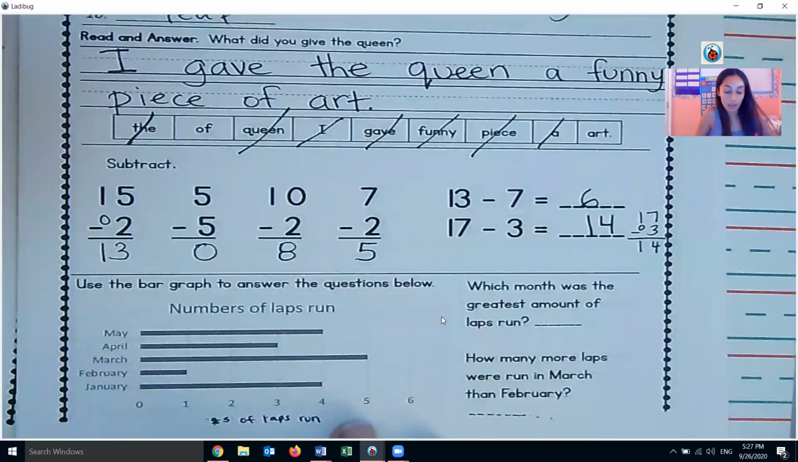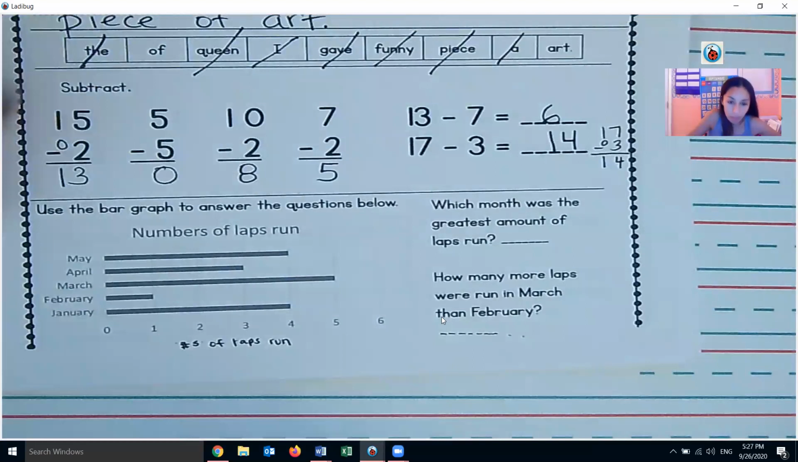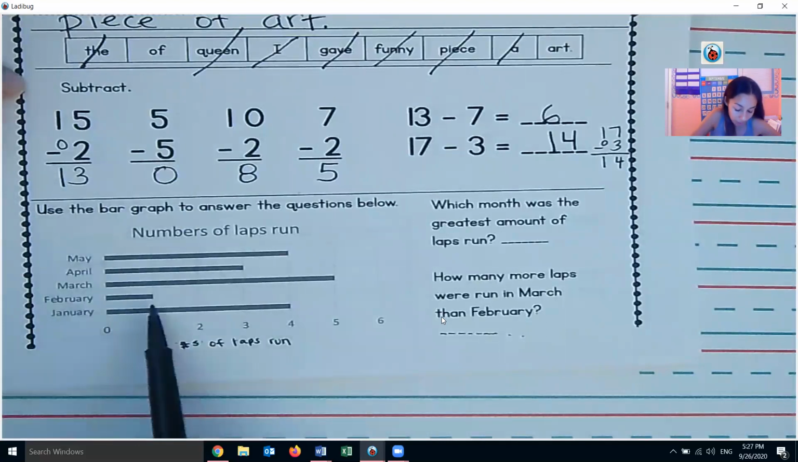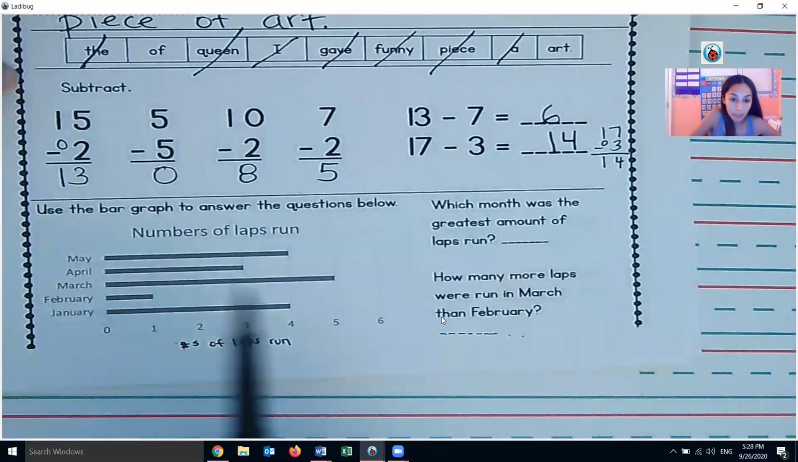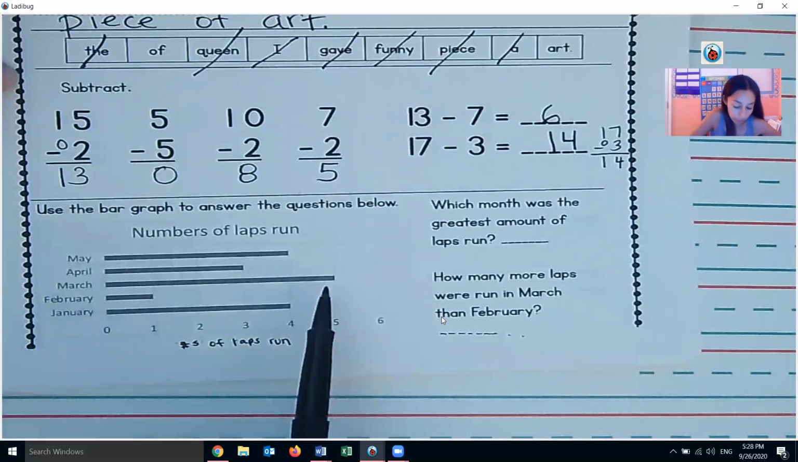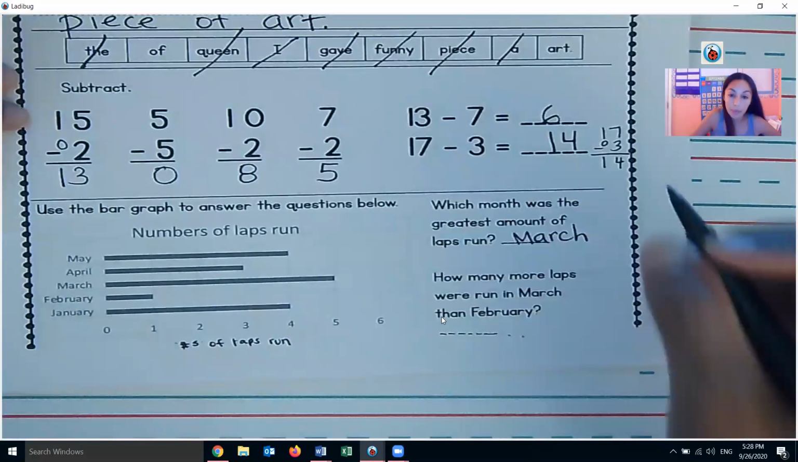The bottom piece is bar graphs. So bar graphs is what you'll be getting this week. Mine got cut off a little, but at the bottom it says these are the numbers of laps run. So in May, there were 4 laps run, April 3, March 5, February 1 and January 4th. The question is asking which month was the greatest amount of laps run. So we're going to look at our graph, our chart, and I'm going to go to the one that has the most, the longest bar, and that is the month of March, has the most laps run.